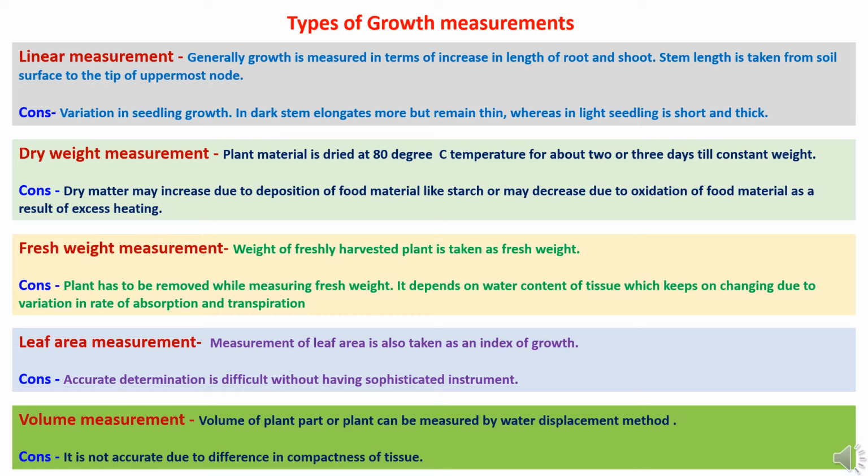Another measurement is leaf area measurement. The measurement of leaf area is also taken as an index of growth, with some limitations, like accurate determination is difficult without sophisticated instruments for the measurement. Next is volume measurement, where the volume of a plant or plant part can be measured by the water displacement method. And here the constraint is that it is not an accurate method due to difference in compactness of tissues of various plant parts.